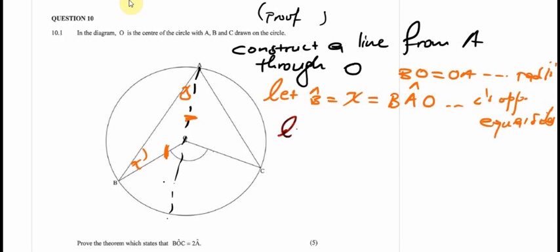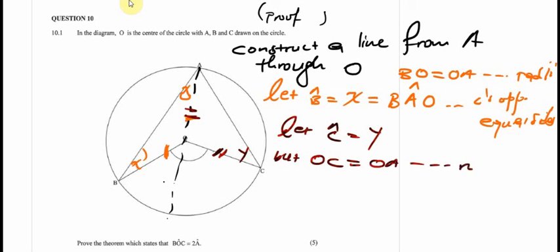Now we're going to let angle C equal y. So we let this angle equal y. But we remember that these sides are equal, so we remember that your OC is equal to your OA, and the reason is the same. So if they are equal, that means this angle is also equal to y. Okay, so it means that angle ACO is equal to y.